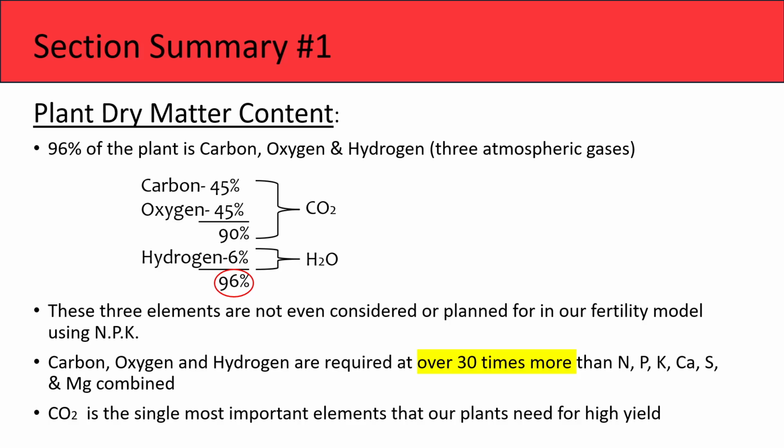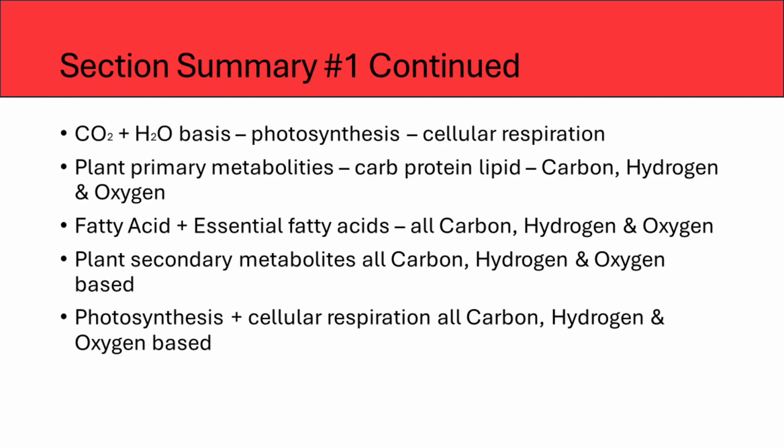These 3 elements are not even considered or planned for in our fertility model with NPK. Carbon, oxygen, and hydrogen are required at over 30 times more than NPK, calcium, sulfur, magnesium combined. CO2 is the single most important element that our plants need for high yield. Carbon, hydrogen, and oxygen are the basis for not only photosynthesis but also cellular respiration.